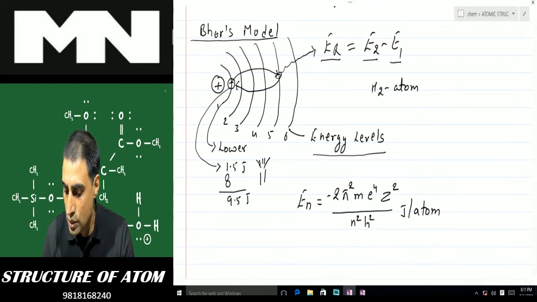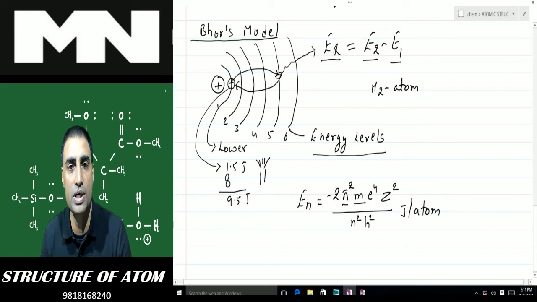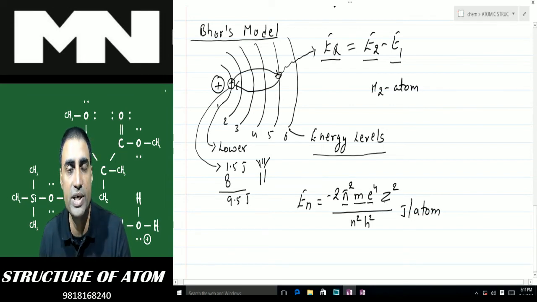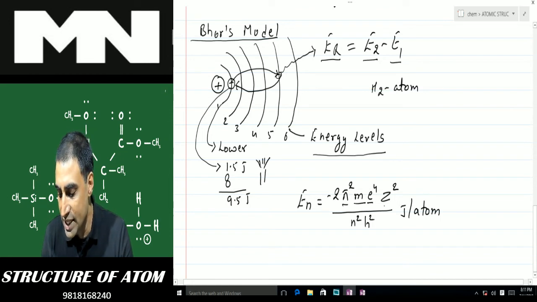We know the value of pi, we know the mass of electron, that is 9.1 into 10 to the power minus 31 kg. We know the charge on electron, that is 1.6 into 10 to the power minus 19 coulombs. Atomic number of different atoms will be different, so it is variable. We know the value of Planck's constant, I told you 6.63 into 10 to the power minus 34.